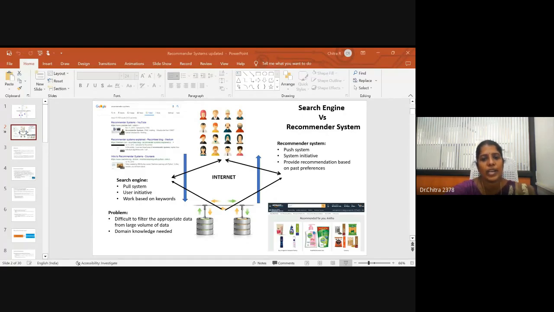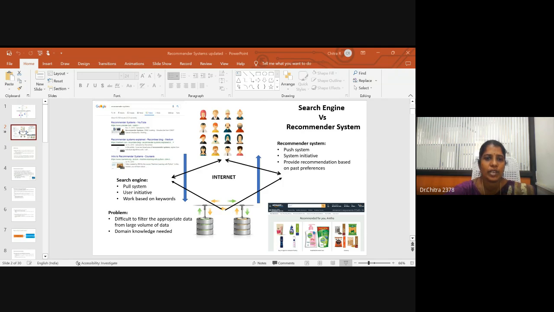It takes two kinds of information: characteristic information and the user-item interaction. The first one is the characteristic information, that is keywords, categories, and the user. Based on the preferences, it will recommend something. Then user-item interaction: user likes, user ratings, the number of times users purchased the particular item. So the recommender system works based on your characteristic requirements as well as the user-item interactions.